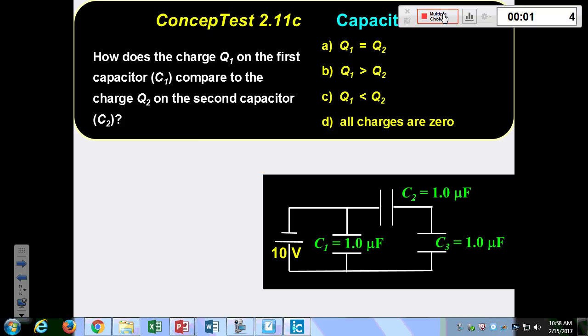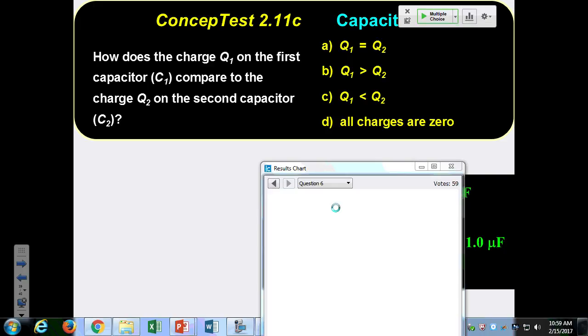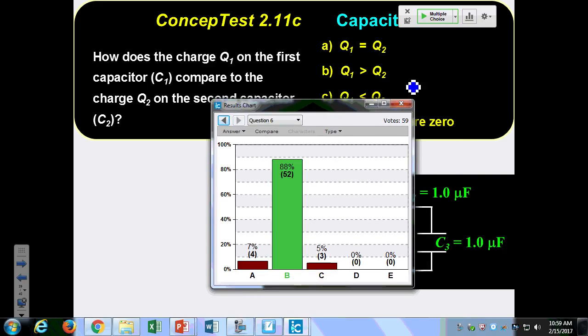How does the charge on the first capacitor compare with the charge on the second capacitor? So how does the charge Q1 compare with Q2? Equal, bigger, or less than? All right, let's stop at 35. Okay, awesome. B is right.